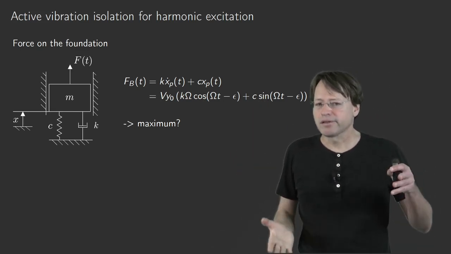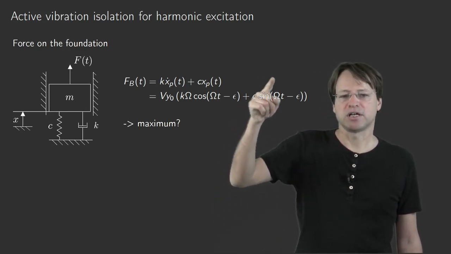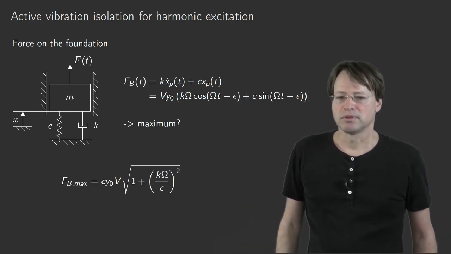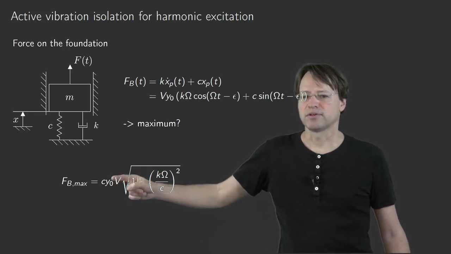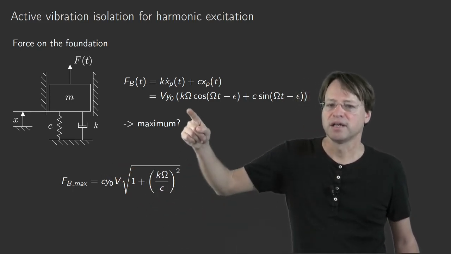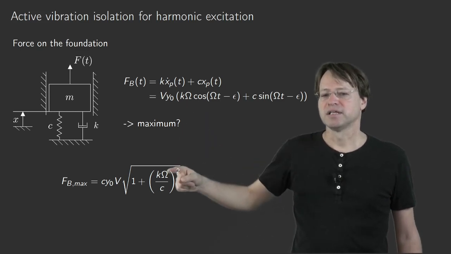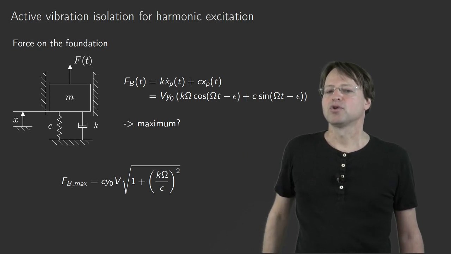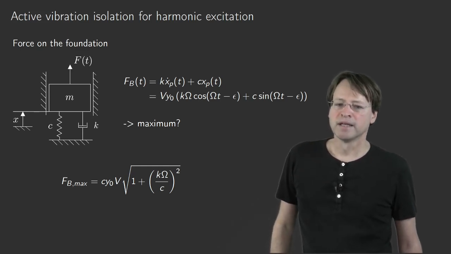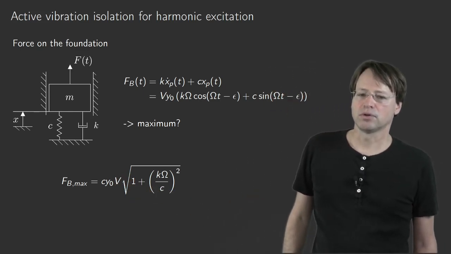So the maximum is given by the length of that pointer, which is just the Euclidean norm of that vector, which I would obtain if this is the sine projection and this is the cosine projection of that pointer or of that vector. So the maximum would be the common factor c times y naught times V. C is treated as a common factor by dividing k omega by c, and then you take the Euclidean length, so that would be 1 here, and k omega divided by c squared for the cosine component, so for the cosine projection of that pointer or vector. Recall that c times y naught is equal to the amplitude of the force F naught.